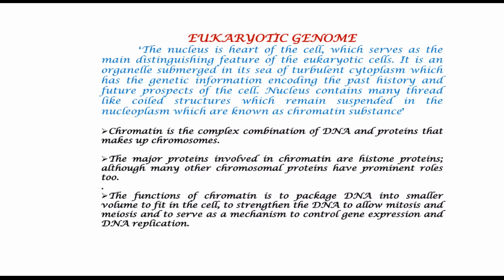Eukaryotic genome. The nucleus is the heart of the cell, which serves as the main distinguishing feature of eukaryotic cells. It is an organelle submerged in its sea of turbulent cytoplasm, which has the genetic information encoding the past history and future prospects of the cell. Nucleus contains many thread-like coiled structures which remain suspended in the nucleoplasm, which are known as chromatin substances.